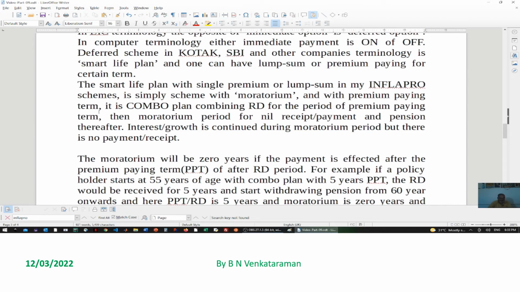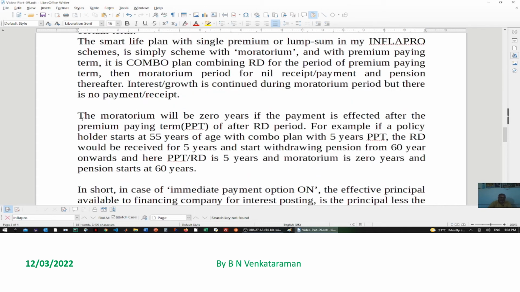With premium paying term, it is a combo plan combining RD for the period of the premium paying term, then a moratorium period for nil receipt payment, and pension thereafter. Interest growth is continued during the moratorium period, but there is no payment receipt. The moratorium will be 0 years if the payment is effected after the premium paying term or after the RD period.